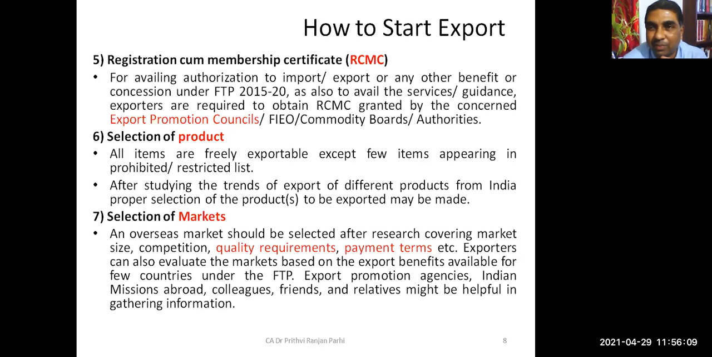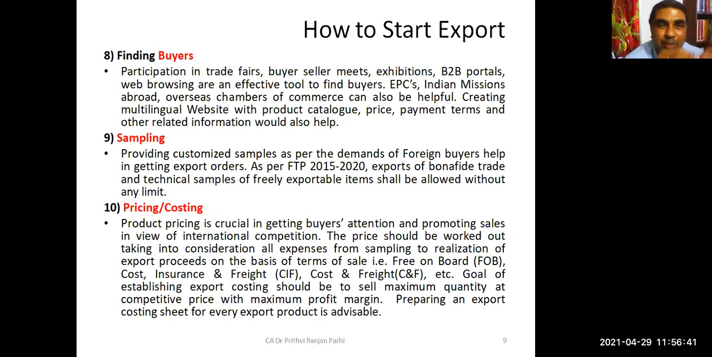Next are our procedural operational things. One is to select the product which needs to be exported. You have to take that decision. Then selection of market, to which market you are going to export, because the quality expectations of different export markets are different, their payment terms are different, and the level of competition you face in different markets also varies. Keeping all this in mind, one has to decide what is the market and what is the product that is going to be exported.